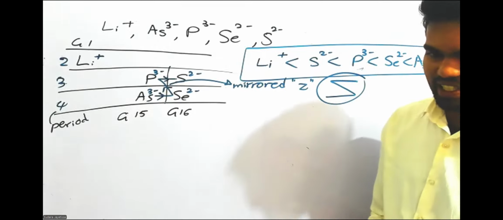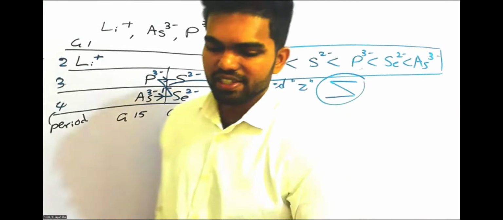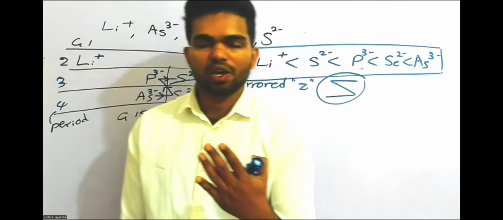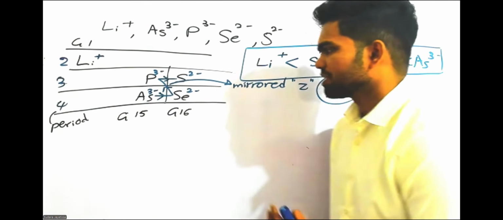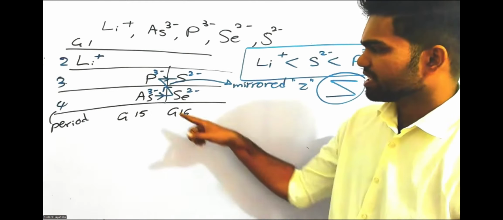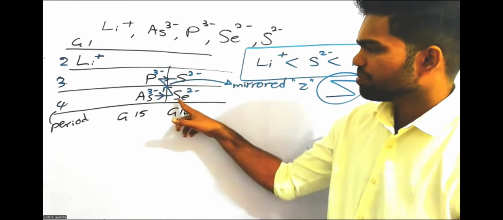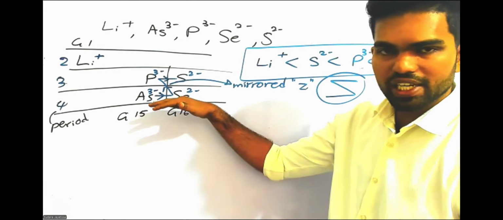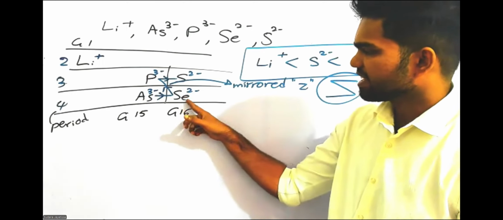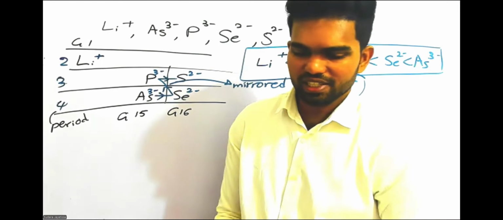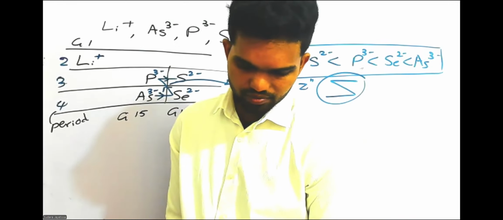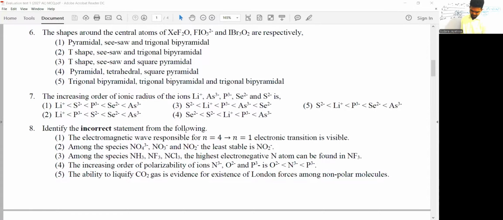Actually, in mirror descent there is nothing more difficult, right? It explains that downward the group, radius increases, and across the period it decreases. So arsenic and selenium should be larger than the other two because they are in the lower period. And arsenic should be larger than selenium because it is further to the left in the same period. That's the logic. There's nothing more. Right, the answer is going to be answer 1. Then let's go to the next question.